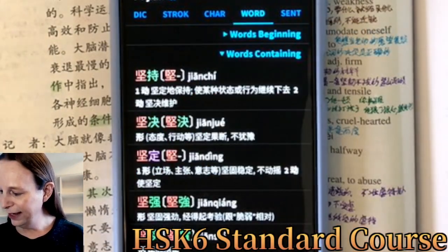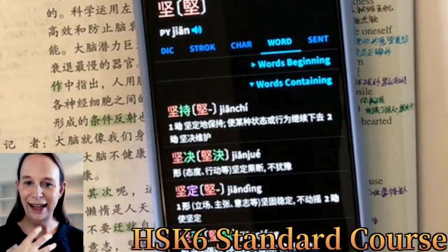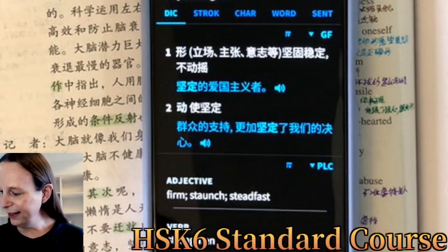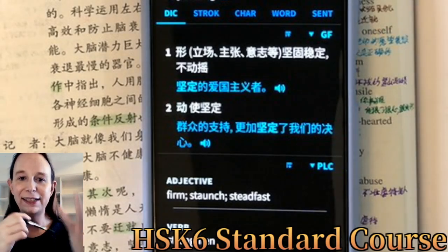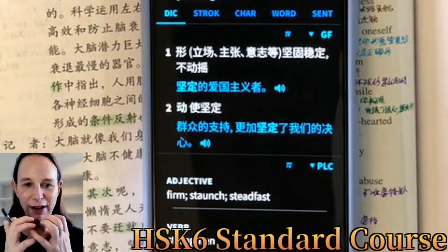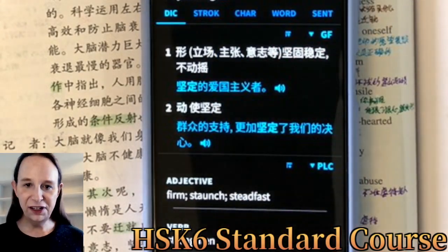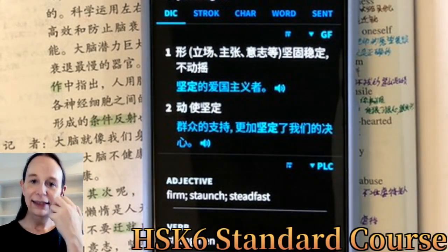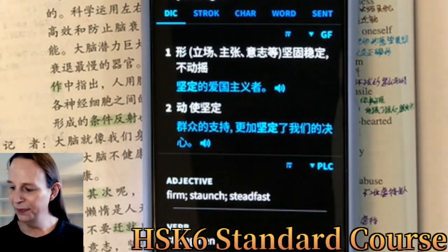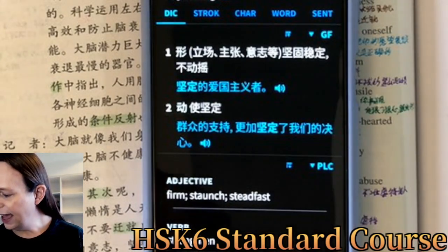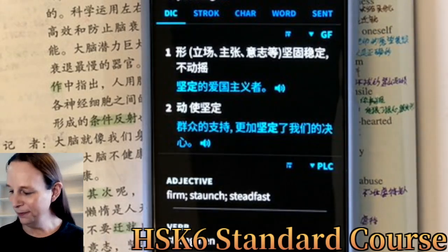So we're looking at 坚定. This 坚 means unwavering, uncompromising, that sort of thing. 坚定, 立场, 主张, 意志等. So 立场 is your standpoint. 主张 is something you're trying to promote, or advocate. 意志 is your willpower. 坚固稳定 is firm and steady. 不动摇, unwavering. So 坚定的爱国主义者, a staunch patriot.